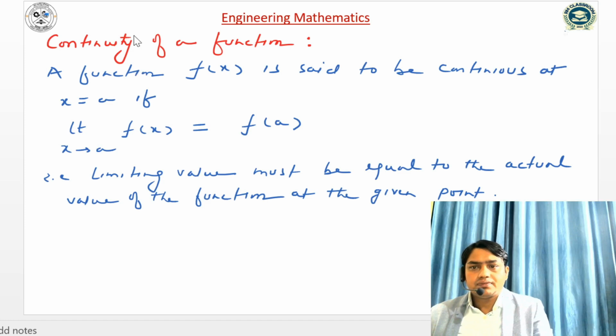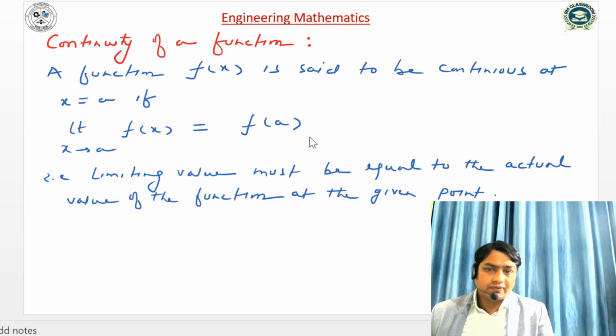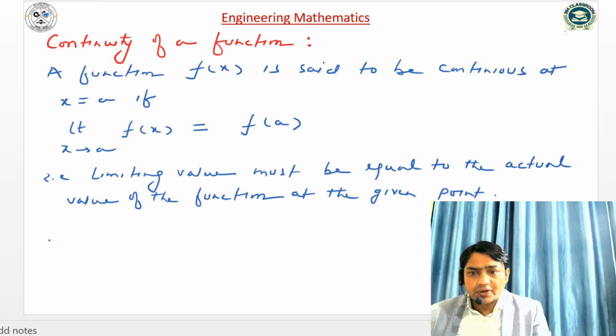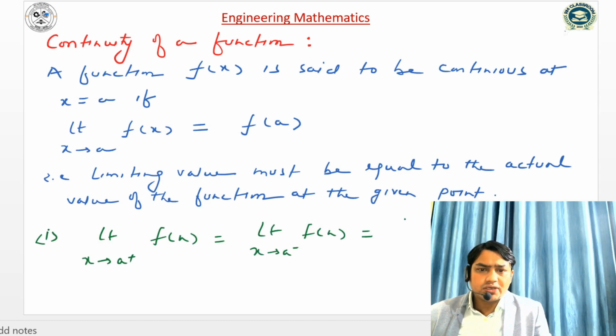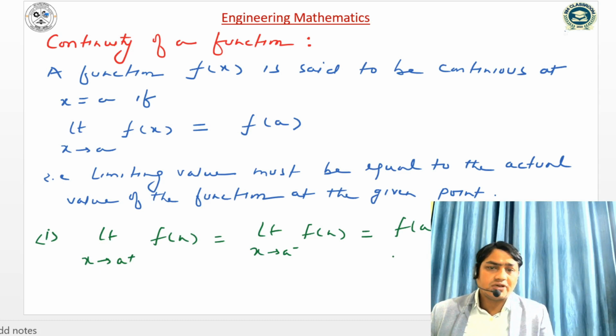A function f(x) is said to be continuous at x = a if limit x tends to a of f(x) is equal to f(a). Or we can say the condition for continuity of a function is: the limit x tends to a plus of f(x) is equal to the limit x tends to a minus of f(x), and it should be equal to f(a). If this condition holds, then our function is continuous, otherwise it is not continuous.